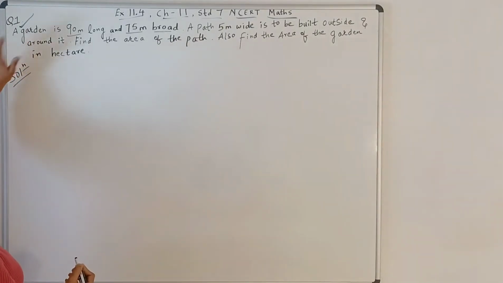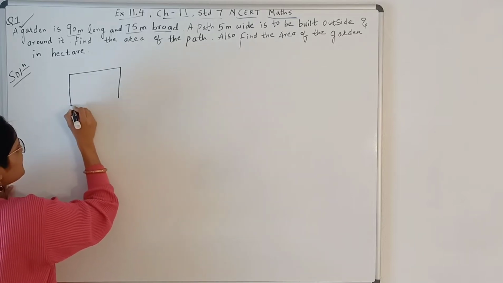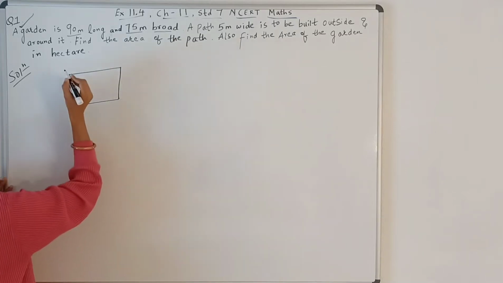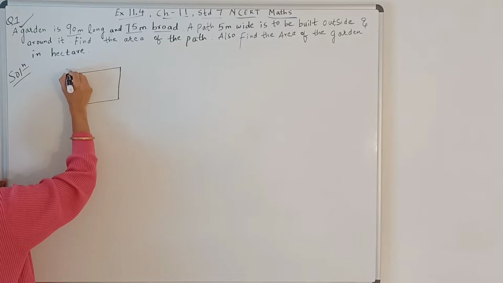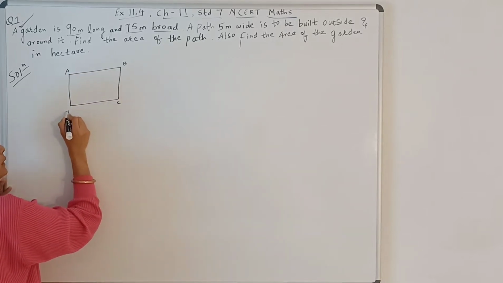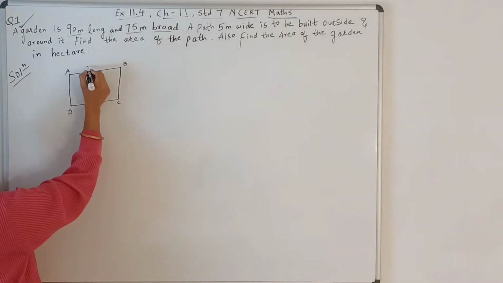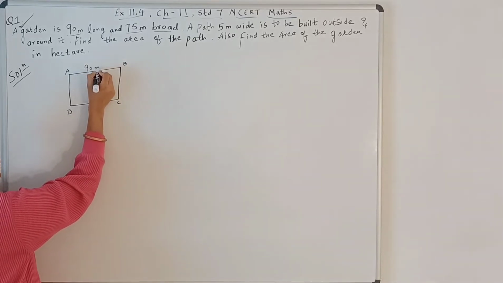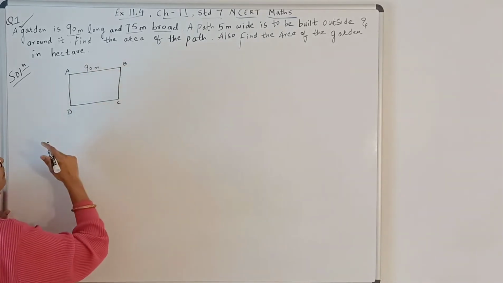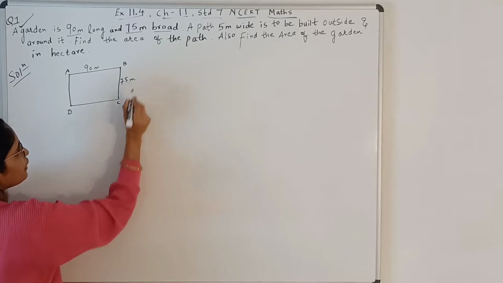So a garden is given. Suppose this is the garden. Let us give names: A, B, C and D. So this is the garden and the length and breadth of the garden is given. This is 90 meter length and the breadth is given as 75 meter. So this is 75 meter.